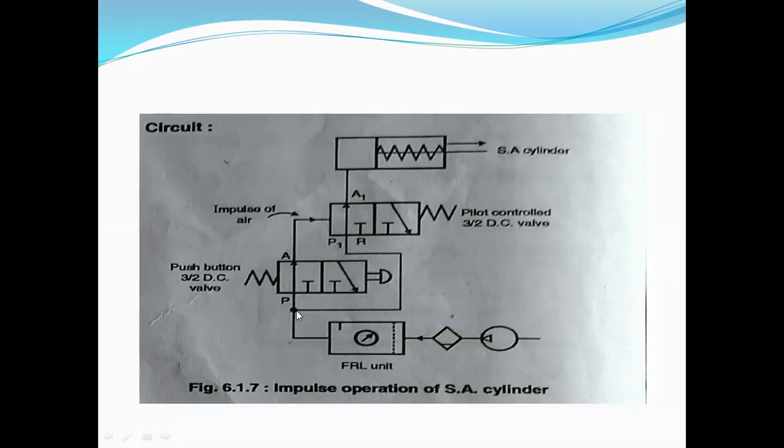At the same time your compressed air will pass from this point and force the direction control valve towards the left or right side according to pressure, so that this impulse P point is connected to A, and then only your actuator will start towards the operating condition.